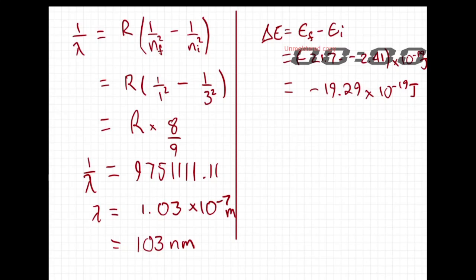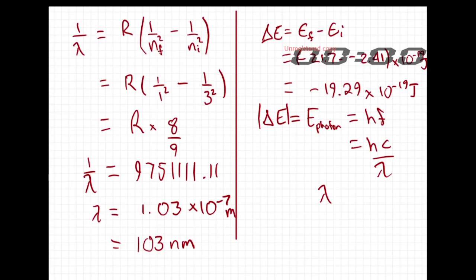Now that change in energy of an electron, the absolute value of that is equal to the energy of a photon. Okay? Which is equal to hf, or hc on lambda. Therefore, lambda equals hc over the absolute value of the change in energy, the energy of the photon, which ends up being 103 nanometers as well.